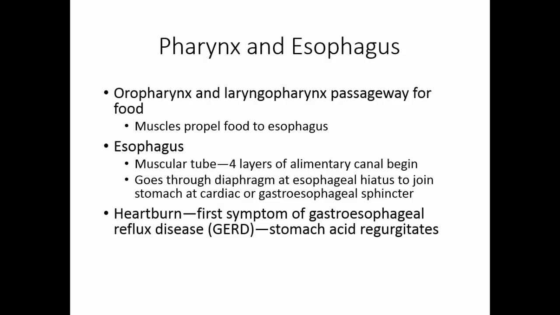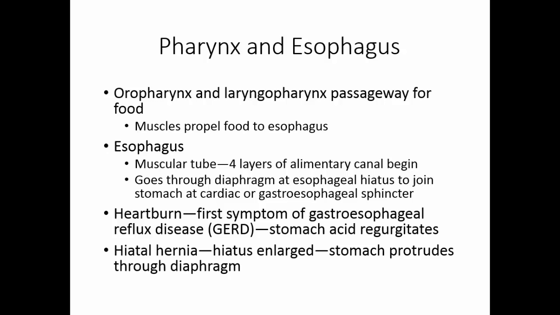Frequently, heartburn is caused by people who overeat and then lie down too soon. A hiatal hernia occurs when the hiatus, the hole in the diaphragm, is larger than it should be. The stomach can then protrude up through the diaphragm. This will also cause heartburn because the acid contents will regurgitate back up into the esophagus. This can be surgically repaired.